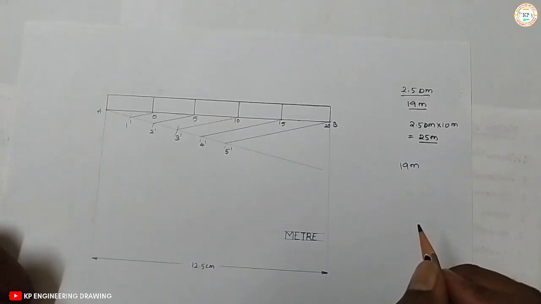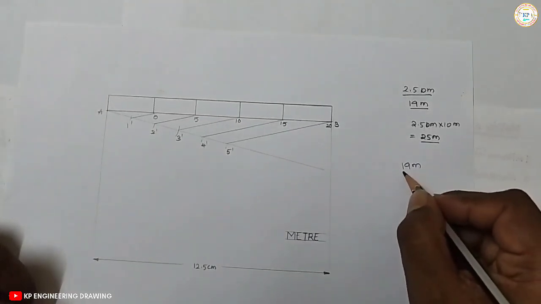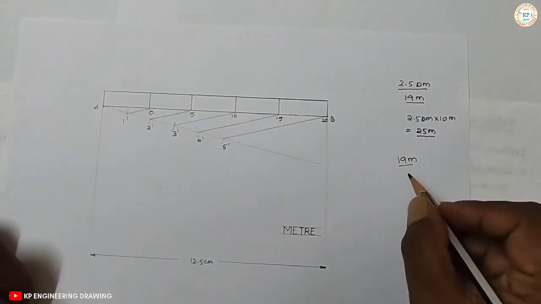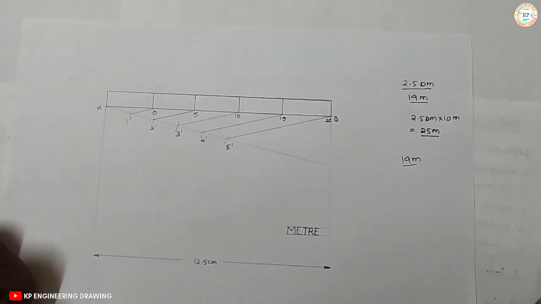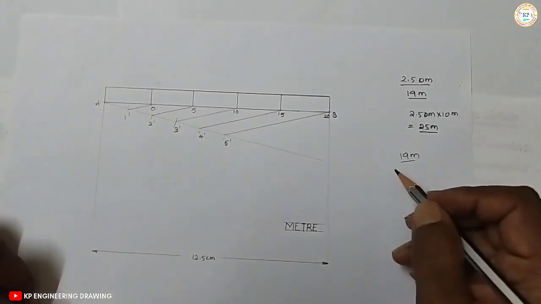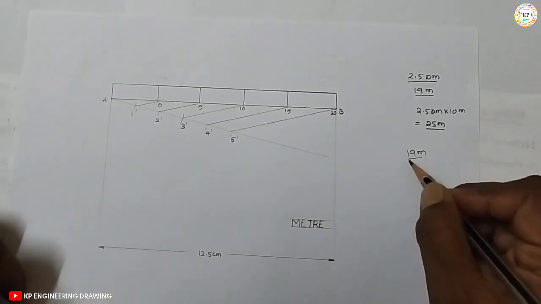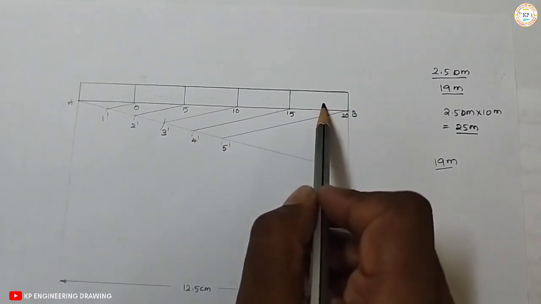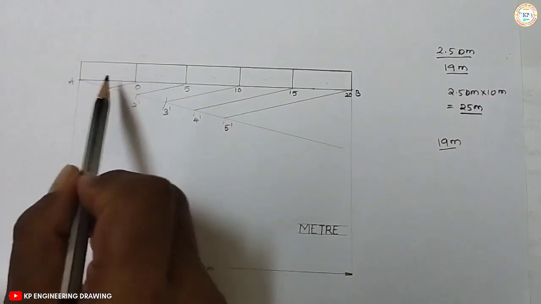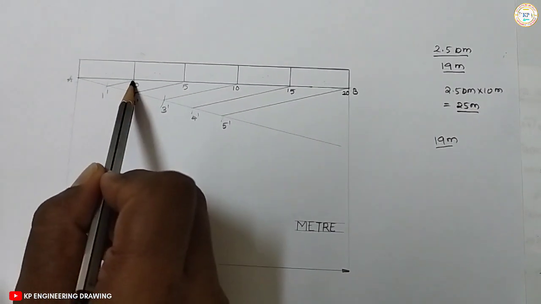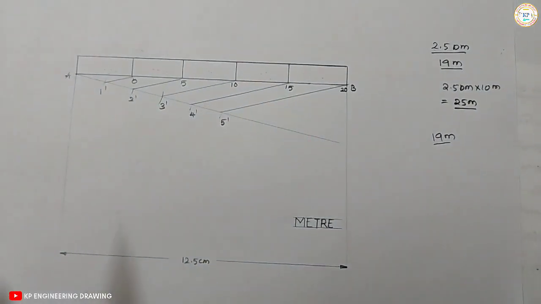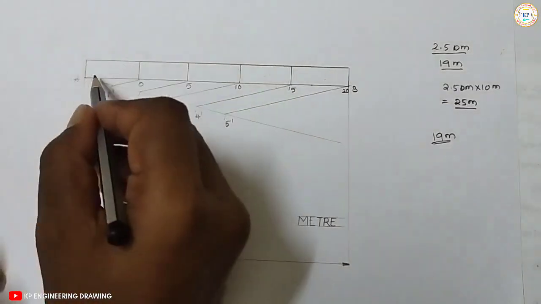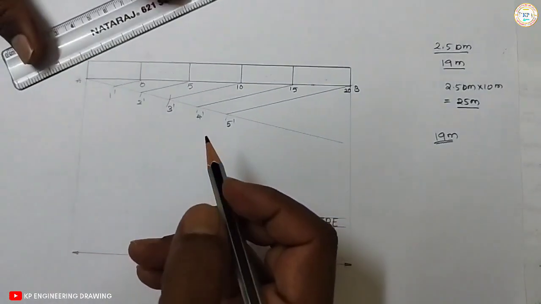Both are in meters only. So there is no decimal point in between, so we cannot go for the next conversion. So the marking distance is 19 meters only. So already we have 5, 10, 15, 20 and 25 meters. So now we can divide this 5 meters into 5 parts. Why? Because the marking distance is 19 meters. So divide this into 5 equal parts.